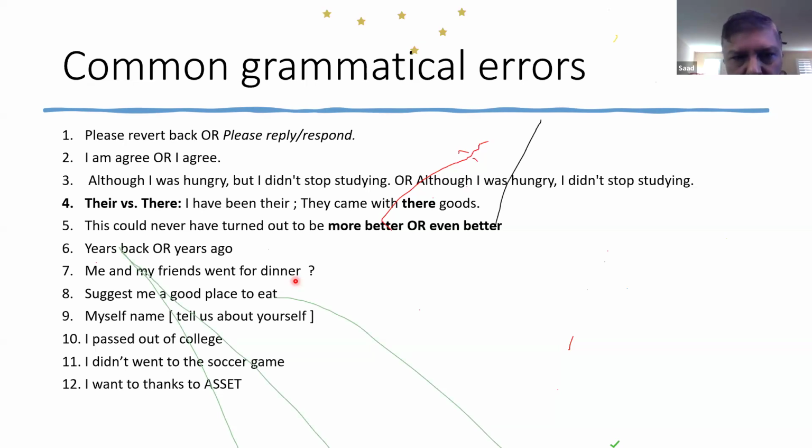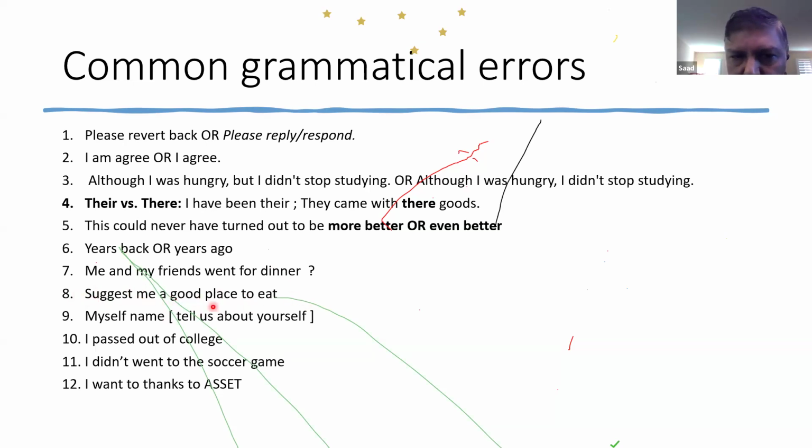Both of you, very nice. I and my friends, or my friends and I, went for dinner. You never start like me and my friends. This is wrong English. You always say my friends and I went for dinner. Okay. How about the eighth one?